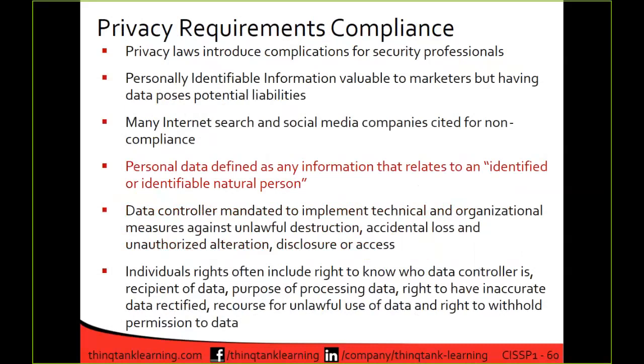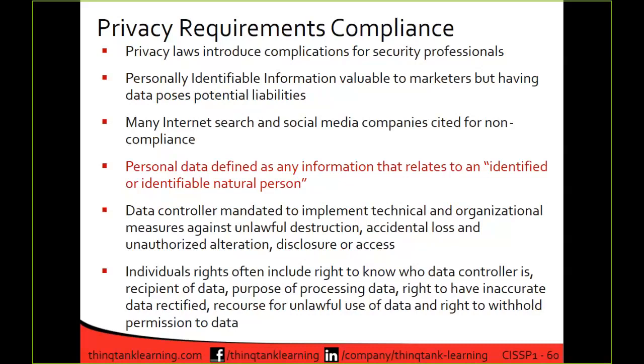Privacy requirements are very important as well. Privacy laws introduce complications for security professionals because they add another layer of security that needs to be applied. Privacy laws are not quite the same as regulatory domains, because privacy laws are often, I wouldn't say in every case, but often identified for businesses as a best practice operation. They're not necessarily regulated by those laws.